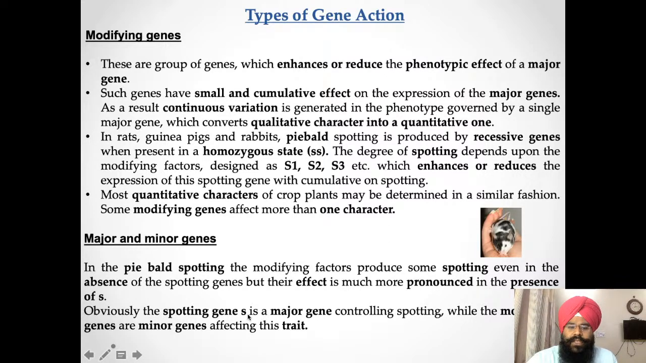So the spotting gene S is a major gene controlling the spotting, while modifying genes or minor genes affect this trait. So they are major genes and minor genes. Major genes control the spotting, whereas the minor genes affect how much it will be present and how much it will not be present.